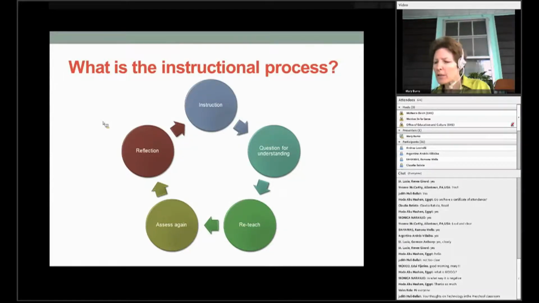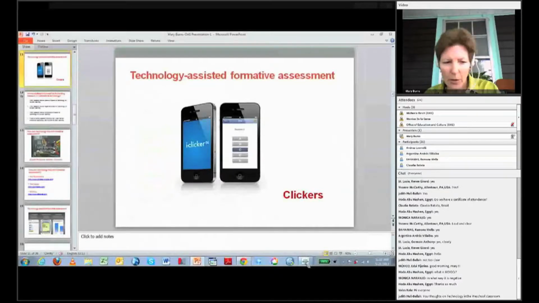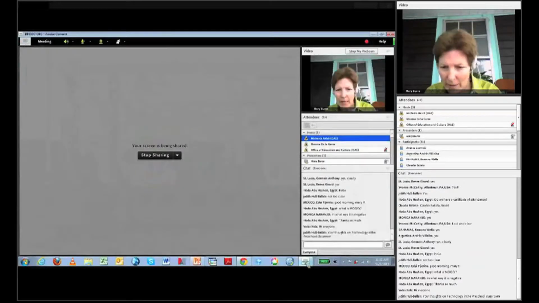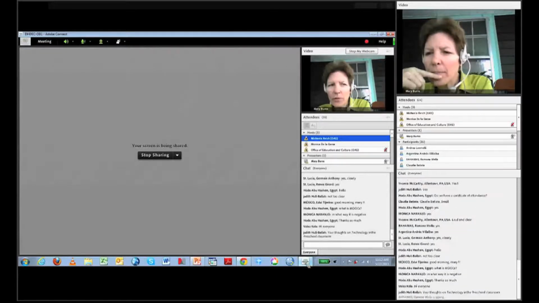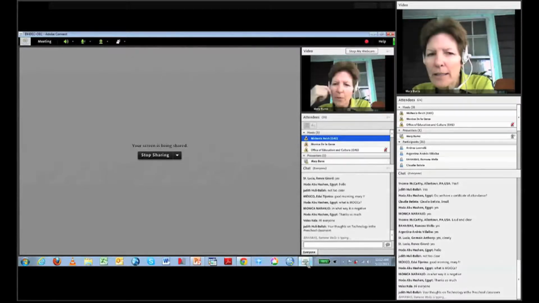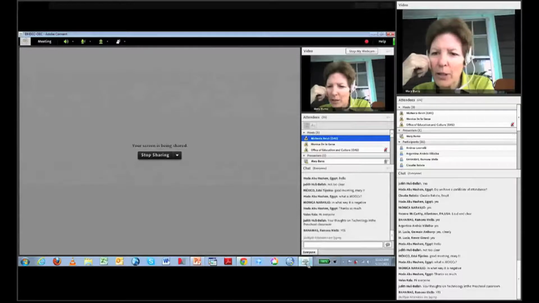So there are lots of formative assessment techniques that use technology, but the one I want to look at here for questioning for understanding is clickers. So let me just stop very quickly for a minute, and I'm going to get out of this and go back in and just ask you all, is there a way to find out how many of you actually use clickers in your classrooms as part of instruction? So maybe you can type in yes if you use clickers and no if you don't, and that'll just help me get an idea of where you are.